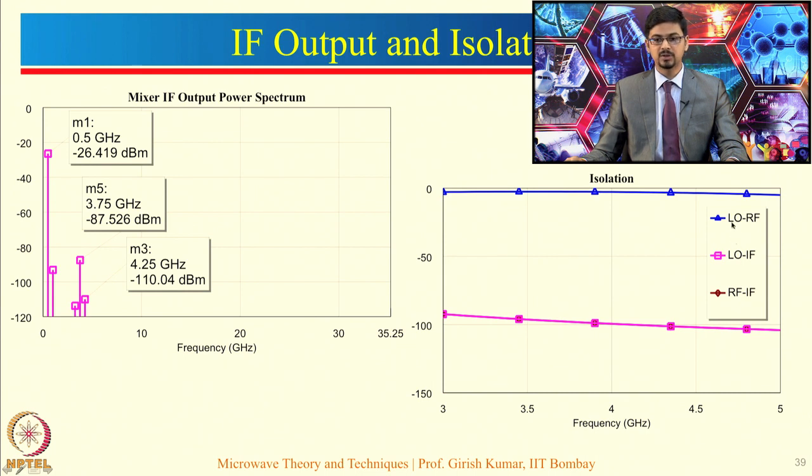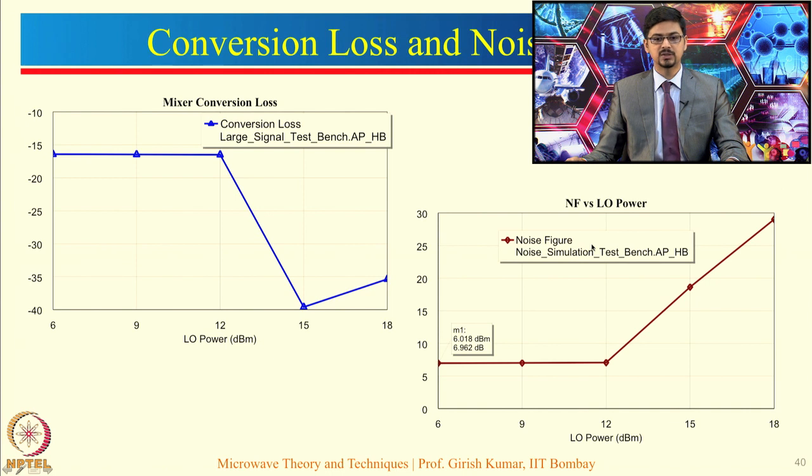Now the isolation between LO and RF is still poor, because right now we haven't done anything to isolate the RF and LO ports. Let's see the conversion loss and noise figure. We get a conversion loss of around 16 dB for LO powers of 6 dBm, 9 dBm till 12 dBm. After that you get a decrease or increase in the conversion loss, which is certainly not desired. So this graph represents the effect of LO power on the mixer conversion loss performance.